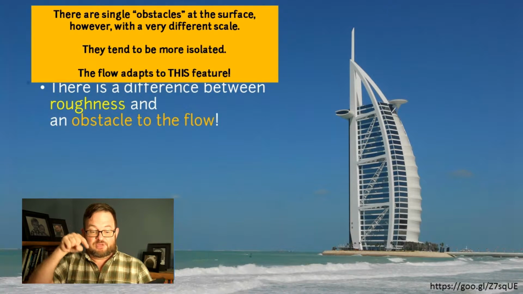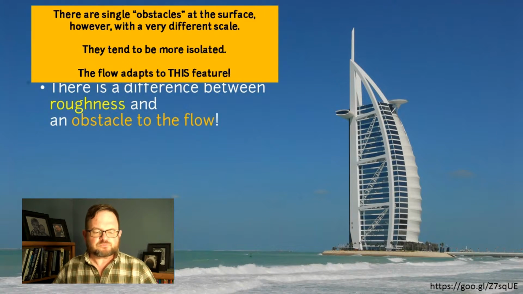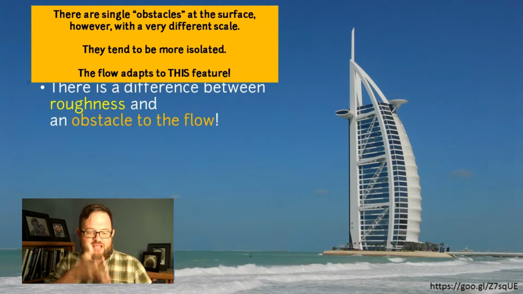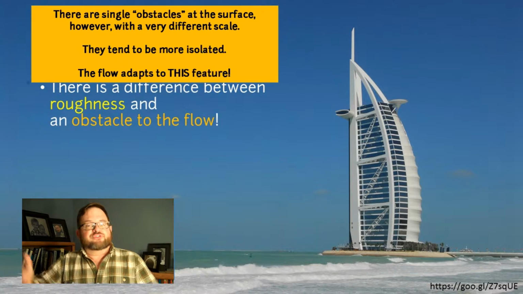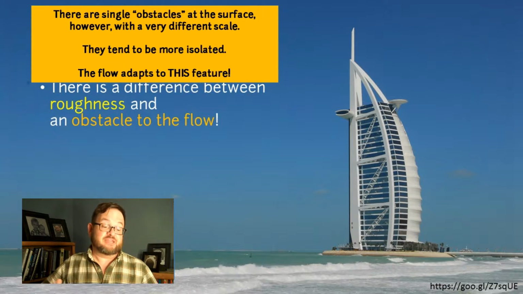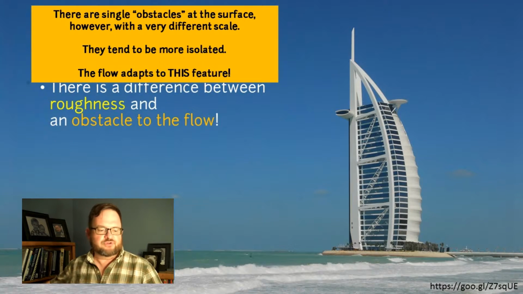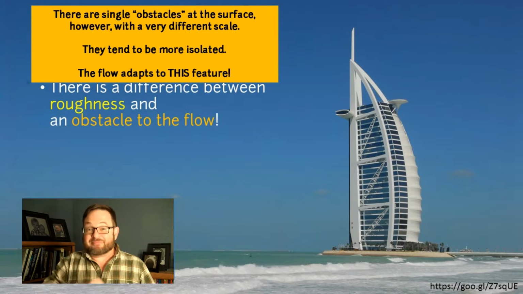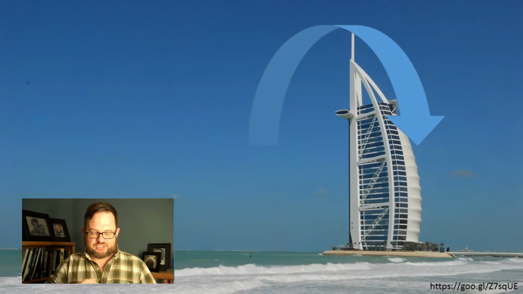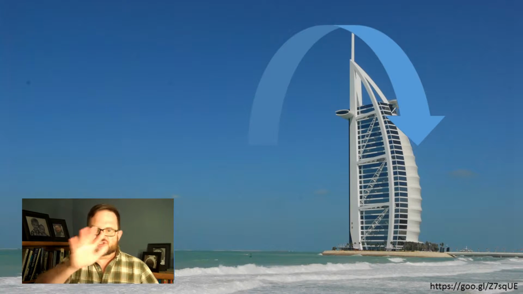That's very much in contrast to what this obstacle is. There's a single obstacle here at the surface, to use the terminology that comes from your book, with a very different scale. I mean, this obstacle to the flow, namely Burj Al Arab, is literally orders of magnitude bigger in this case, although it wouldn't have necessarily had to be that much bigger. It tends to be fairly isolated with more uniform areas of the surface around it, and the flow has to adapt to this feature. I mean, the flow is going to have to go around or over or whatever, all kinds of things that are hard to illustrate in PowerPoint. But you need to understand there's going to have to be some kind of flow going around it.